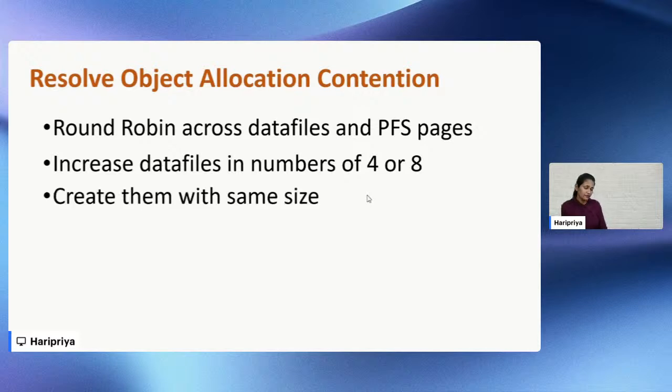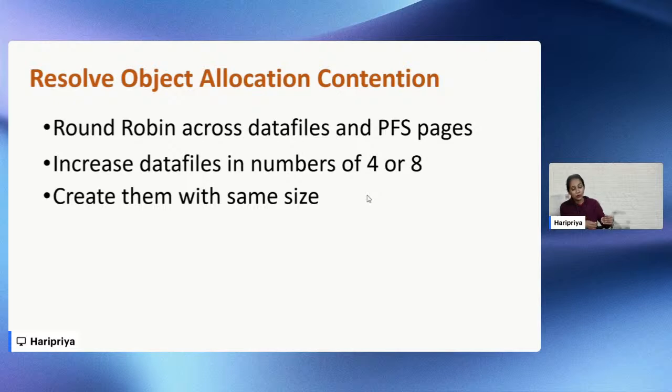When you add those data files, you add them with the same size. You create those files with the same size as the existing file size. Imagine the TempDB data files that you already have are 2 gig each. Then the new files that you create should also be 2 gig each. The reason being, we want those transactions to round robin across the data files.